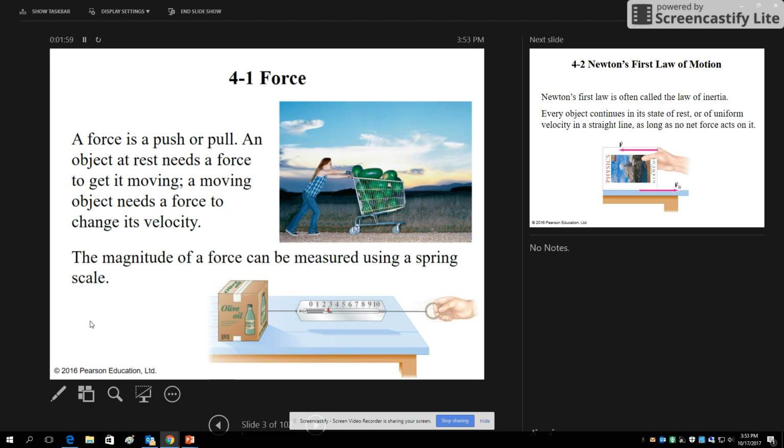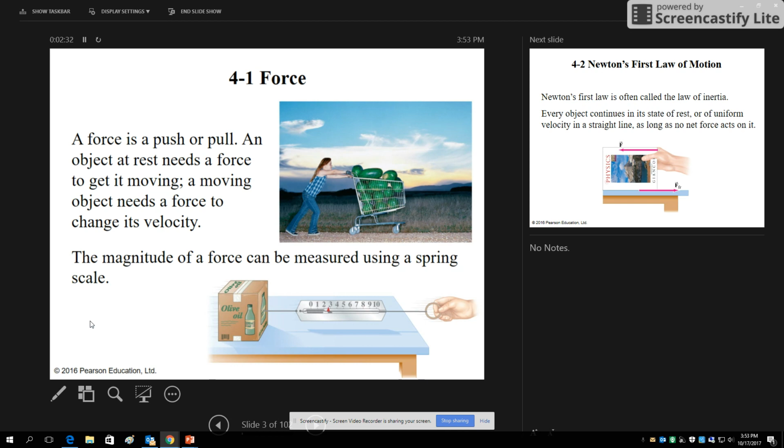So simply put, a force is a push or a pull. Anytime something is touching another object and pushing or pulling on it, we will expect a force to be exerted. An object at rest requires a force to cause it to move, and a moving object needs a force to change its velocity. This is a hint at Newton's first and second laws. The magnitude of a force can be measured using a spring scale.